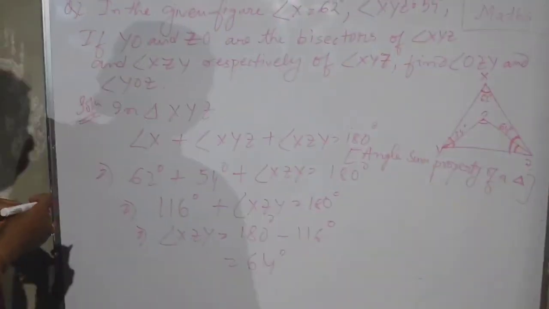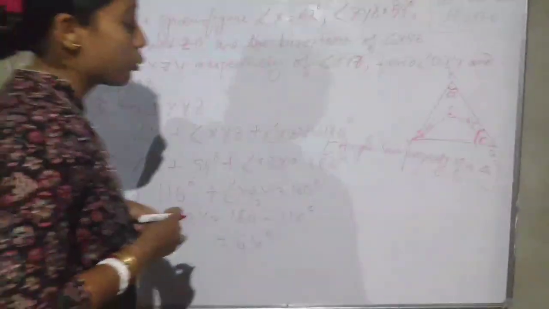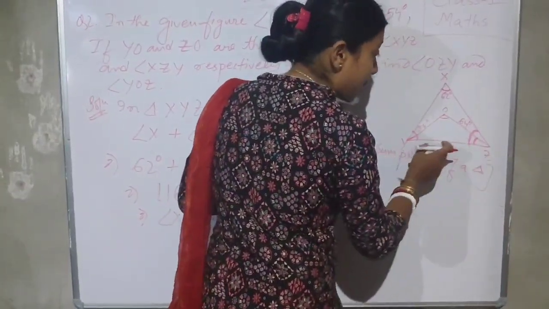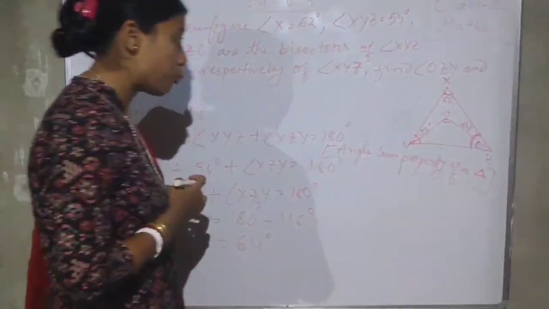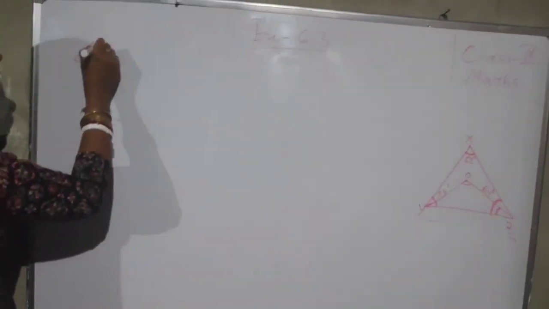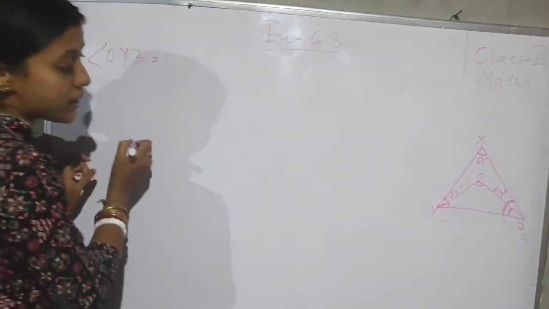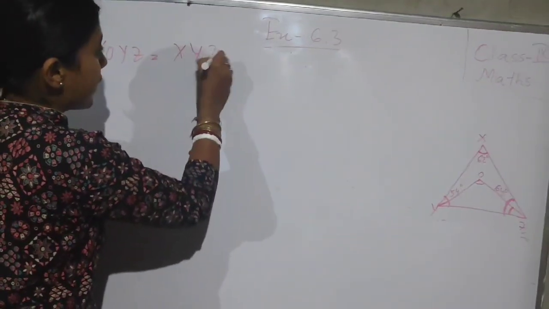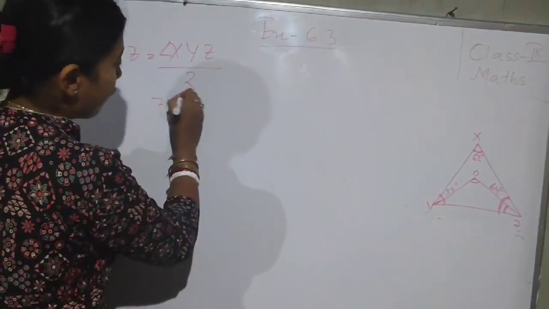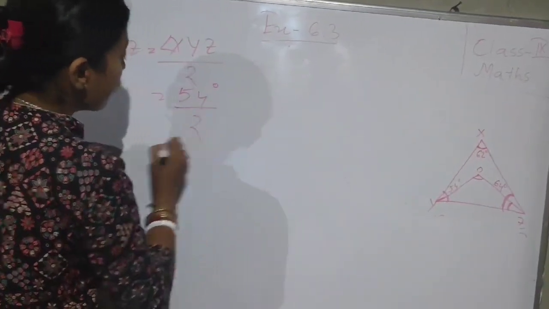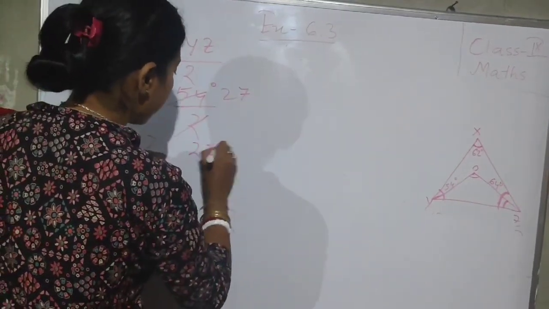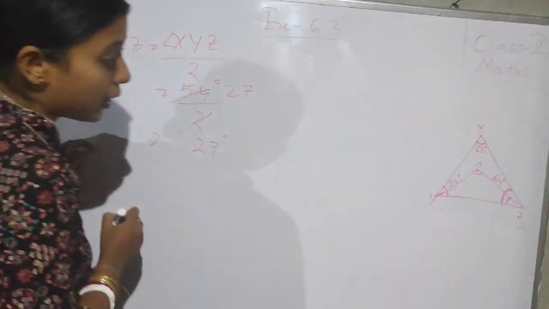Okay, so what will we do now? We will find angle OYZ and angle OZY. First of all, we were finding angle OYZ. Angle OYZ will be angle XYZ divided by 2. So angle XYZ is 54 degrees divided by 2. How much will come if we cancel? 2 2s are 4, 2 7s are 14, so 27 degrees.